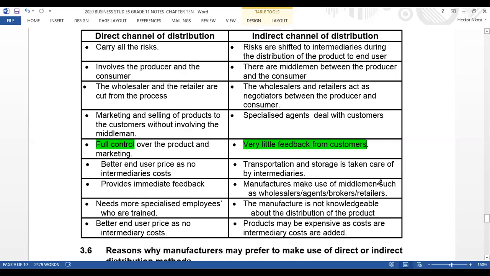Manufacturers make use of middlemen such as wholesalers, agents, brokers, and retailers. Also under your direct channel, it needs more specialized employees who are trained. Whereas here, the manufacturer is not knowledgeable about the distribution of the product. Better end user price as no intermediary cost. Here, products must be expensive when we're using the indirect. Products may be expensive as intermediary costs are added.